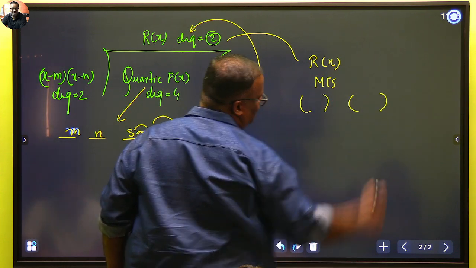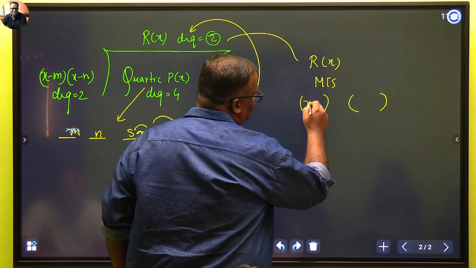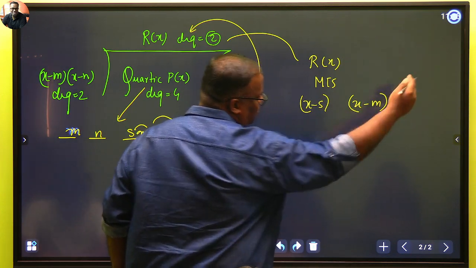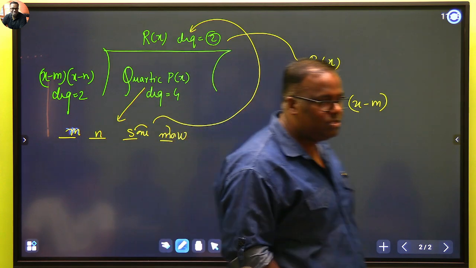Then you will get two factors. It will be x minus Sonu, x minus Monu. So both will be equal to 0. Two factors we will get.